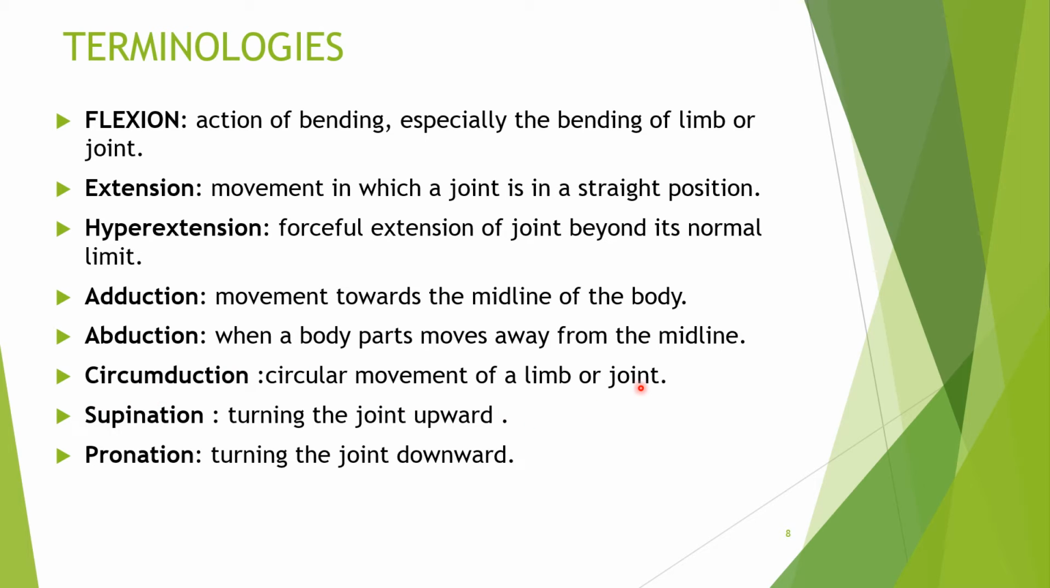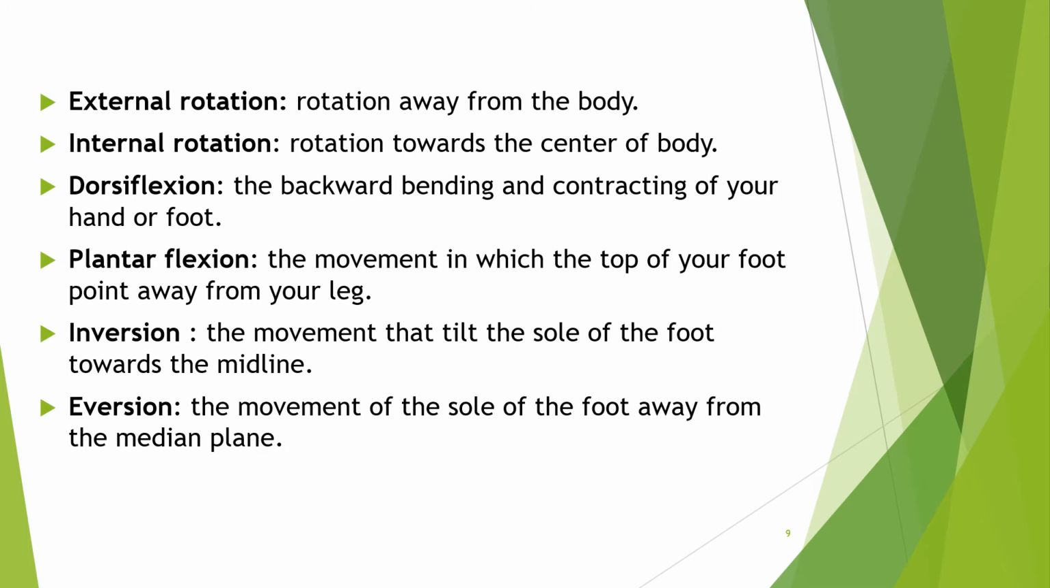Circumduction is the circular motion of the joint and limbs. Supination is turning the joint in an upward direction, and pronation means turning the joint in a downward direction. External rotation is the rotation away from the body, and internal rotation is the rotation in which the body rotates toward the center.